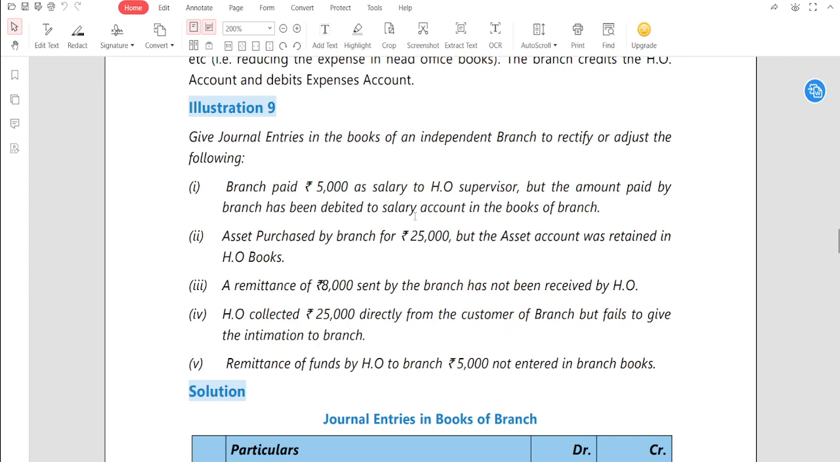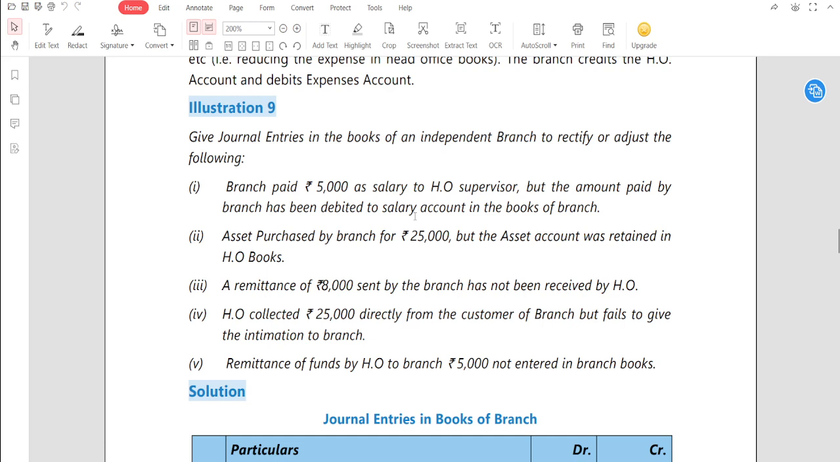Asset purchased by branch for rupees 25,000, but the asset account was written in HO books. So asset purchased by the branch, but the asset account was written in the HO books. So we need to do the journal. A remittance of 8,000 sent by the branch has not been received by the HO. Okay, that's not a problem, sir, because it's cash in transit.